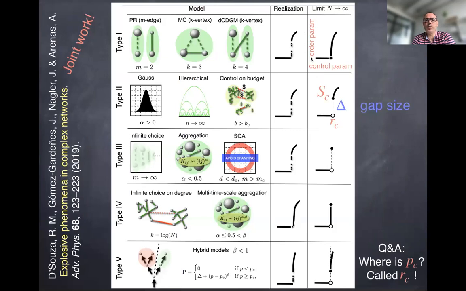So in general, we have the order parameter versus the control parameter, and typically percolation is continuous, in particular in the limit of n to infinity of large system sizes. But some percolation models here show discontinuous transition, meaning at a transition point RC, the order parameter jumps to a value of SC, which is larger than 0, and there's the gap delta.